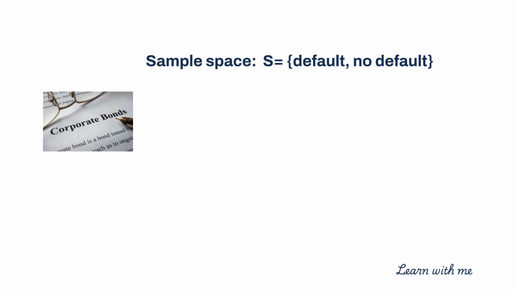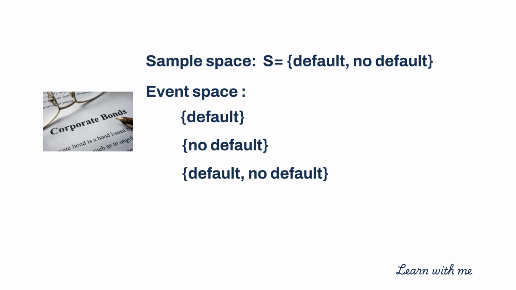Let's look at a very simple case with just one bond. The sample space has only two outcomes. Either the bond defaults, or it does not default. Now, the event space is the set of all possible events, which means all subsets of the sample space. In this case, it includes default, no default, default or no default, which is the certain event, and the empty set, which is the impossible event. So even in this very simple bond default example, the event space contains 4 possible events. And in general, if the sample space has n outcomes, then the event space will always have 2 to the power of n possible events.